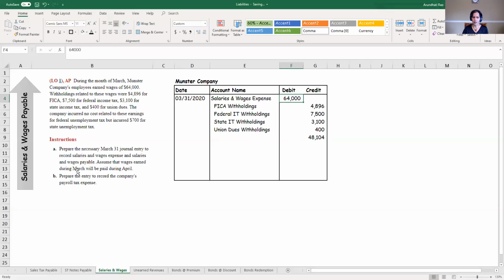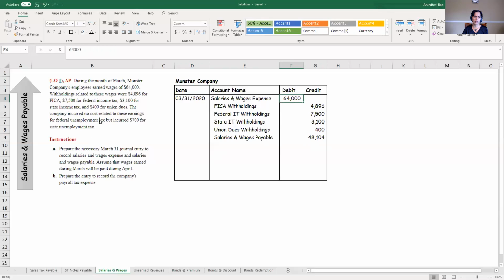Assume that wages earned in March will be paid in April. So right now, this is also a liability, salaries and wages payable. But this is the amount that's going to be written out by way of a check to the employees. So when you get this check for this amount, let's say this was just one individual, if your check is this amount, the employer has actually paid you 64, but these other withholdings have been done on your behalf at your request to be sent to various people.